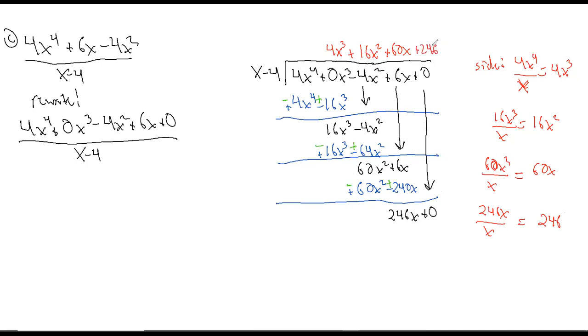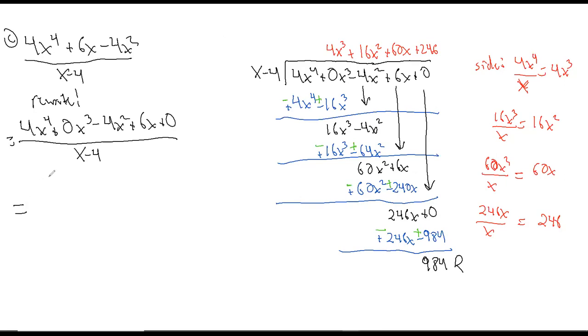Multiply. 246 times x is positive 246x. 246 times 4, that's 984. Let me double check that since I goofed on an arithmetic earlier with numbers like that. 250 times 4 would be 1,000. Subtract 16 is, yep, that's 984. So minus 984. Draw the line. Change to subtraction by changing the signs. The first pair cancels. 0 plus 984 is 984. There's nothing else to bring down, so that's a remainder.